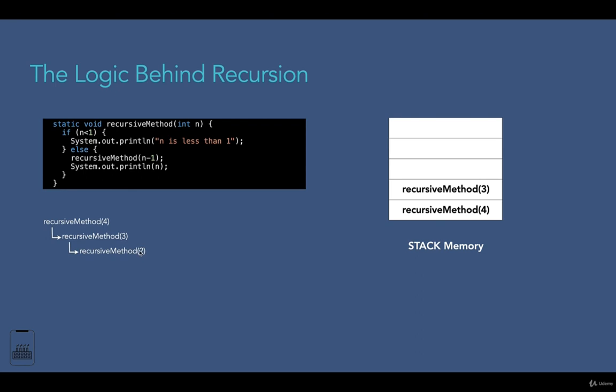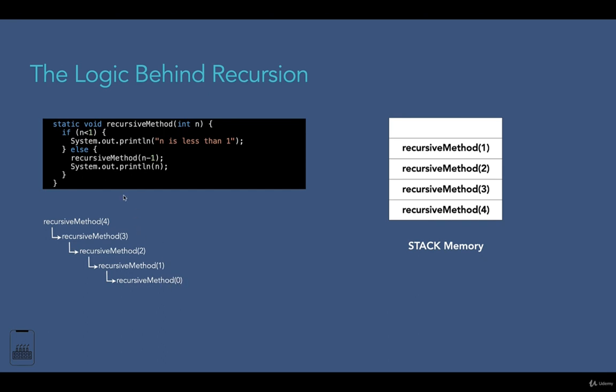Then it continues with the parameter of 2. When it reaches over here, it sees that 2 is greater than 1. So it will call itself with the parameter of 1. Here also it needs to remember the previous one, so this will be inserted in the stack memory. Then when we reach 1, we call this method. We see that 1 is not less than 1. So the method will be called with the parameter of 0. The method with the parameter of 1 will be inserted into the stack memory because it needs to come back to print out n over here. In this case, n is 1.